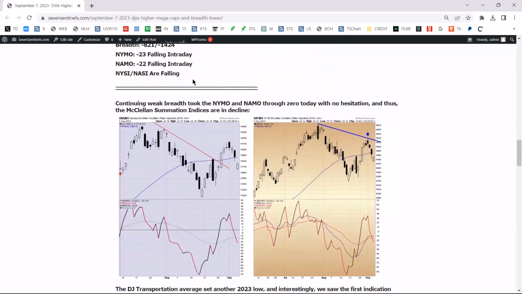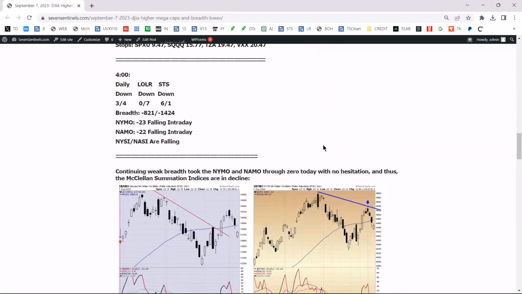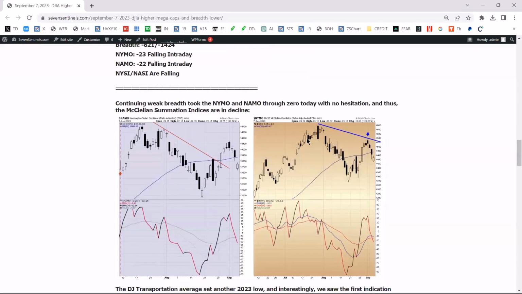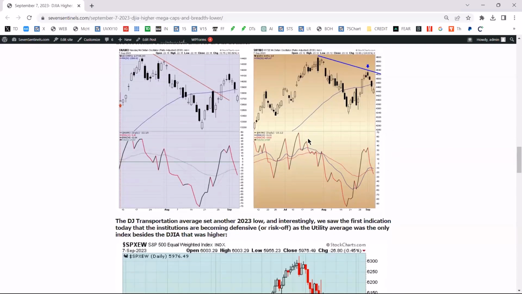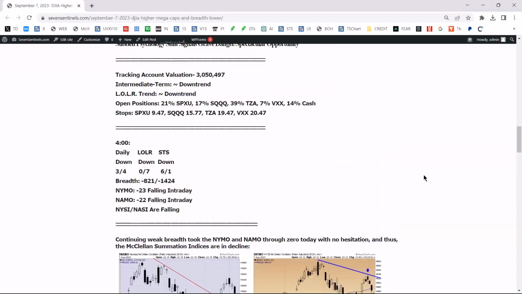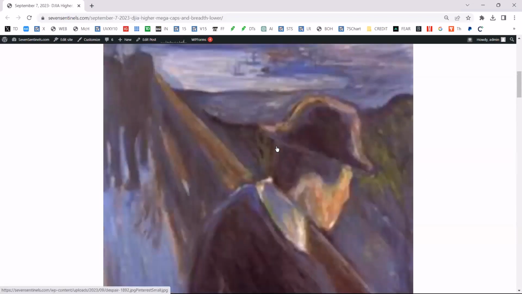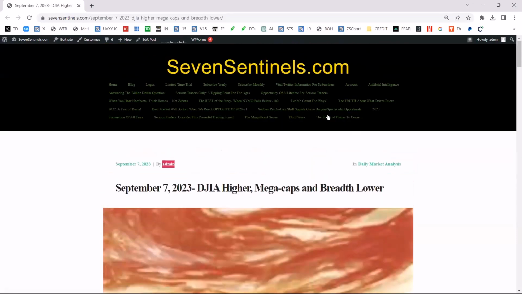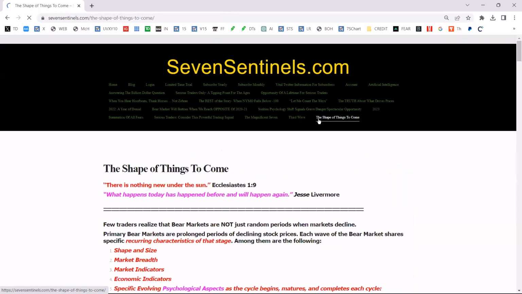I entitled this discussion The Shape of Things to Come, because markets have a very particular shape. And I want to make sure that I've got the screen that I want right here. Let's put it on this one instead. There we go.